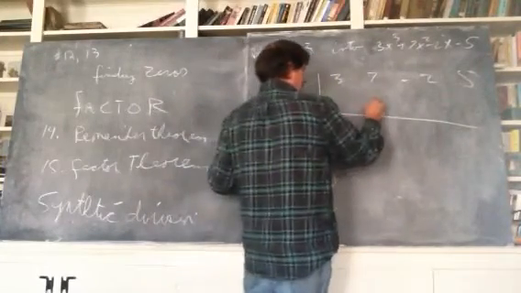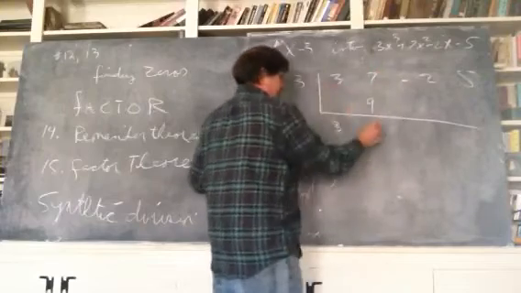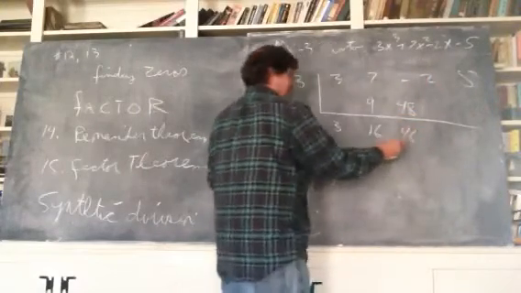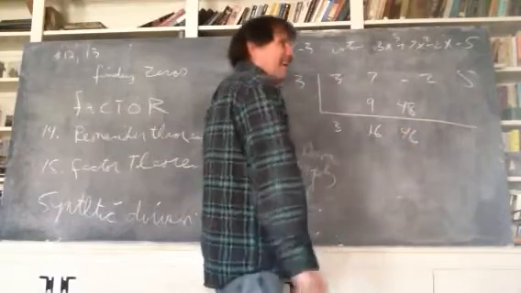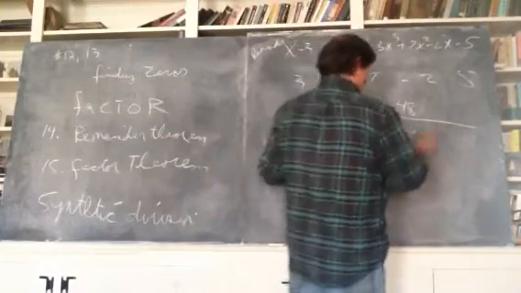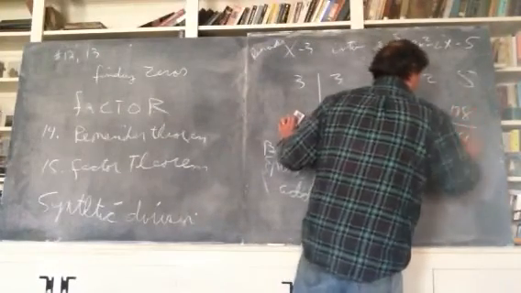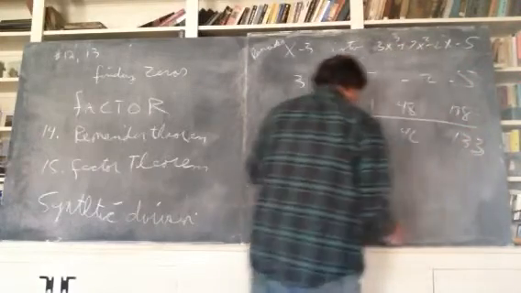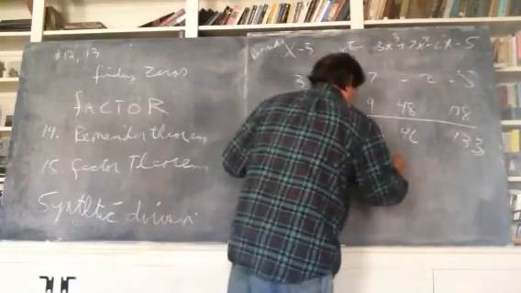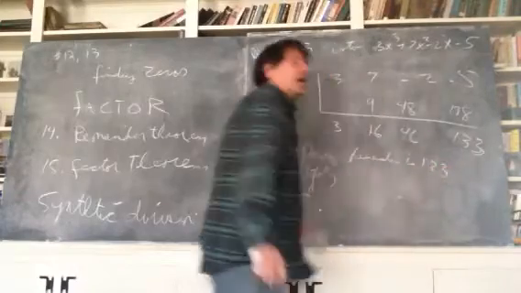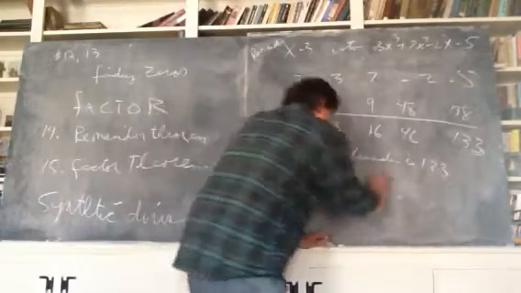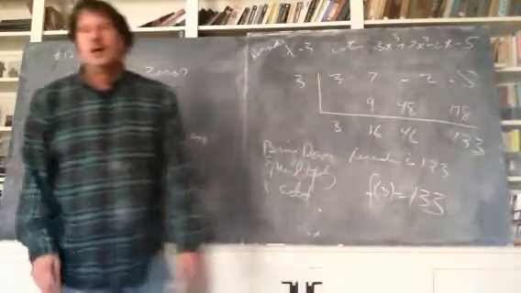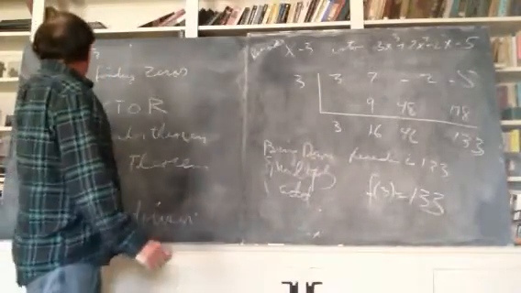3 times 3 is 9, add 16, 3 times 16 is 48, oh boy. Minus 2 is 46, 3 times 46 is 138. Plus 5 is 143. Oh, this is minus 5. Sorry about that. This is 133. Remainder is 133. F of 3 is 133. That's another way to put it. Okay, the remainder and factor theorem, we're up to 16, I think.